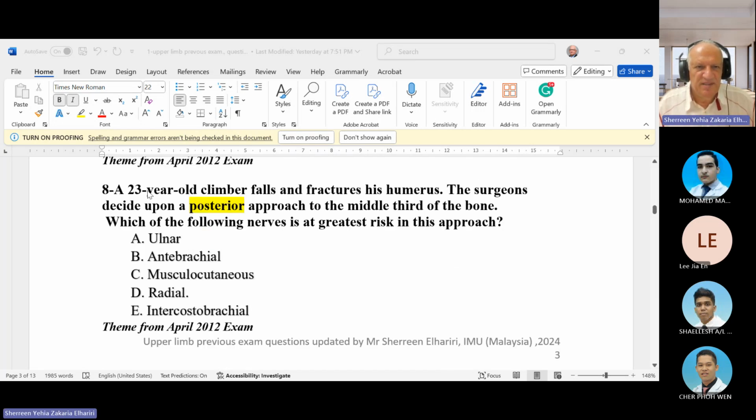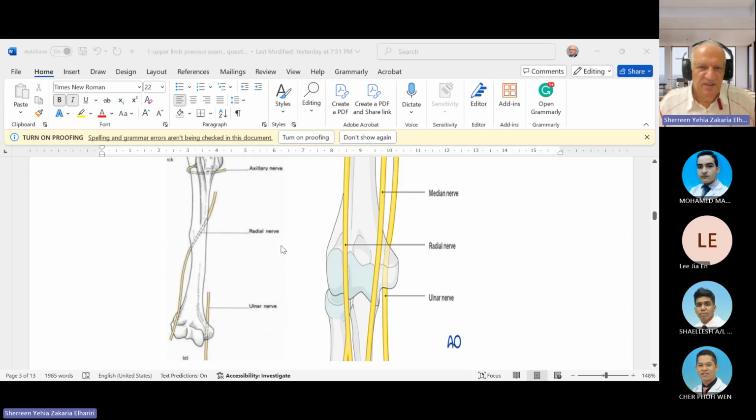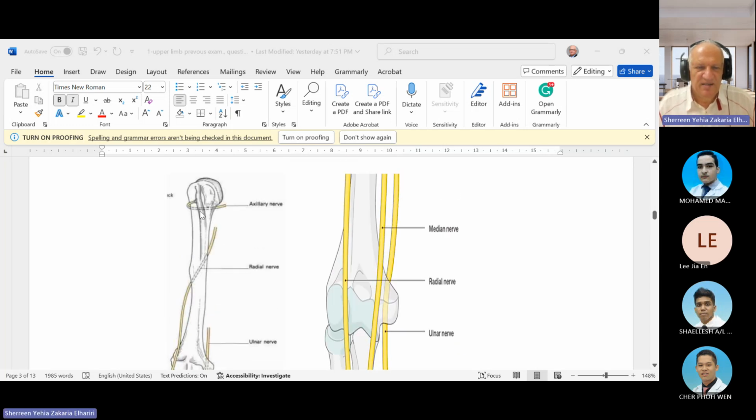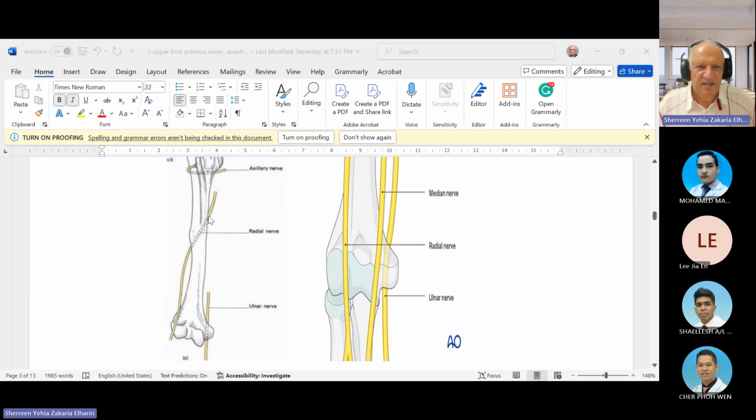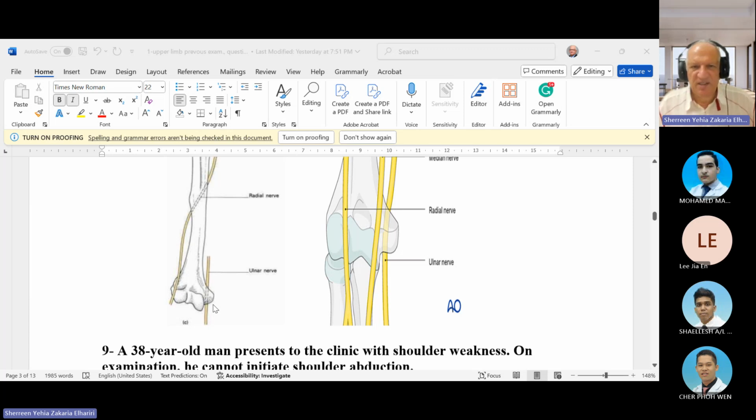Okay. A 23-year-old climber fell and fractured his humerus. The surgeon decided upon a posterior approach to the middle third of the bone. Which of the following nerves is at great risk of being injured? In this area also, you need to see the picture of the humerus, and you can find the humerus has 1, 2, 3 nerves. Again, at the top the axillary nerve around the surgical neck, and the radial nerve behind the bone, in the spiral groove, and the ulnar nerve behind the medial epicondyle.